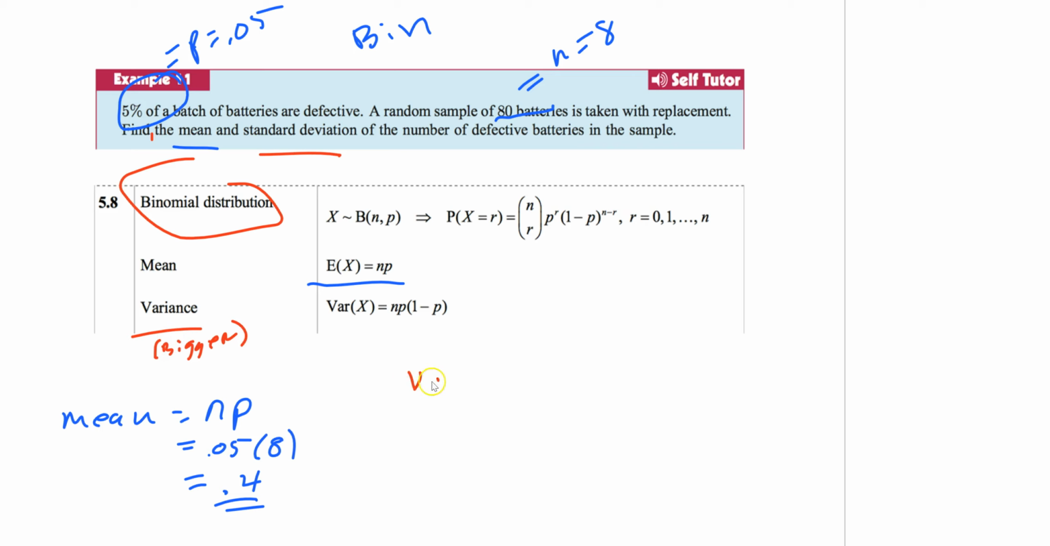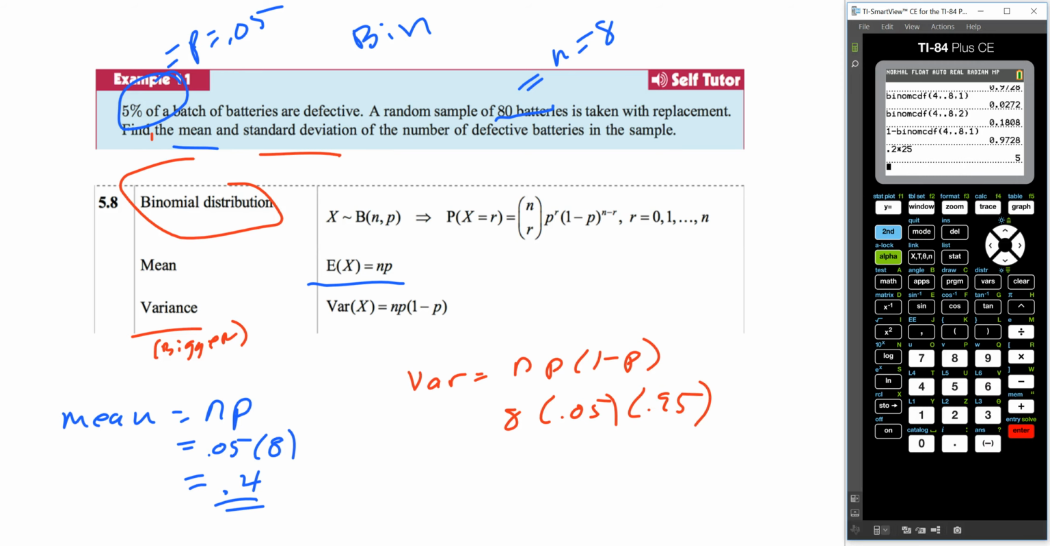So in this case, I could use the variance, which is just n p times 1 minus p. So in this case, n is 80, probability is 0.05, and 1 minus 0.05 is 0.95. Put that into the calculator. So 80 times 0.05 times 0.95. And you're going to get 3.8.